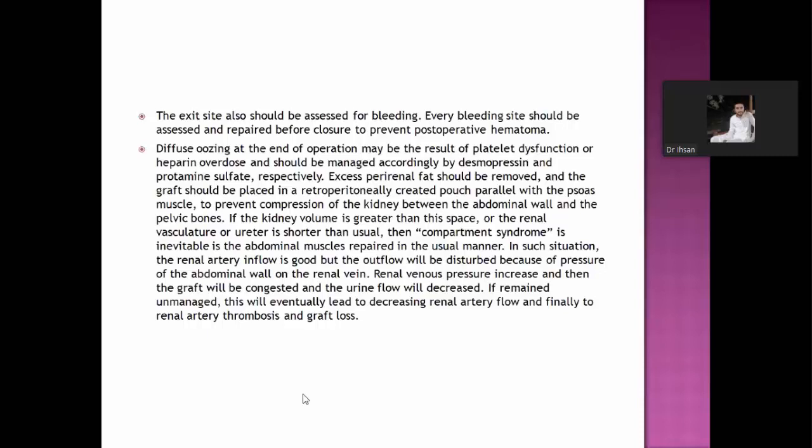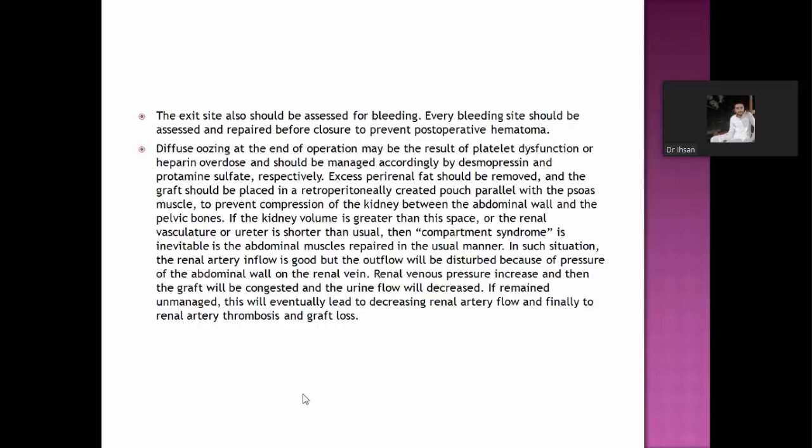Excess perirenal fat should be removed and the graft should be placed retroperitoneally in a cleared pouch parallel with the psoas muscle to prevent compression of the kidney between the abdominal wall and pelvic bone. If the kidney volume is greater than this space, or the renal vasculature or ureter is shorter than usual, then compartment syndrome is inevitable if the abdominal muscle is repaired in the usual manner.